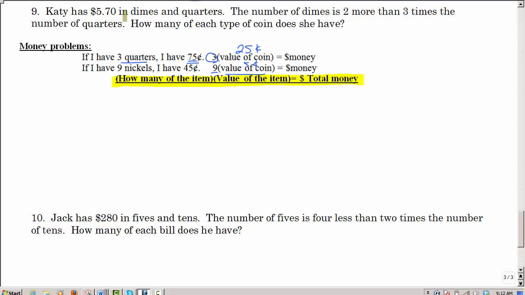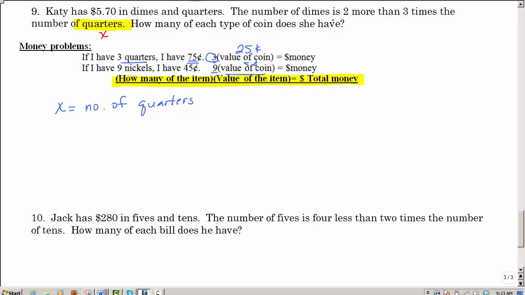Katie has $5.70 in dimes and quarters. The number of dimes is 2 more than 3 times the number of quarters. Okay, the last thing mentioned, you're going to let that be X. So X, what is X? X is the number of quarters. We don't know how much money, but how many quarters she has.